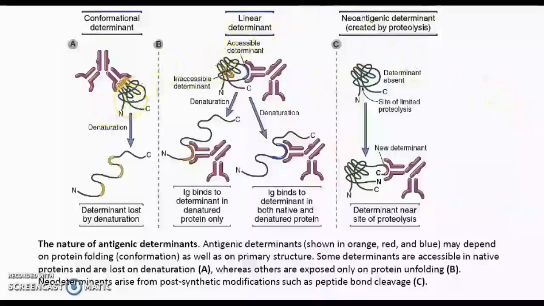Proteins may be subjected to modifications such as glycosylation, phosphorylation, ubiquitination, acetylation, and proteolysis. These modifications, by altering the structure of the protein, can produce new epitopes. Such epitopes are called neoantigenic determinants, and they too may be recognized by specific antibodies.